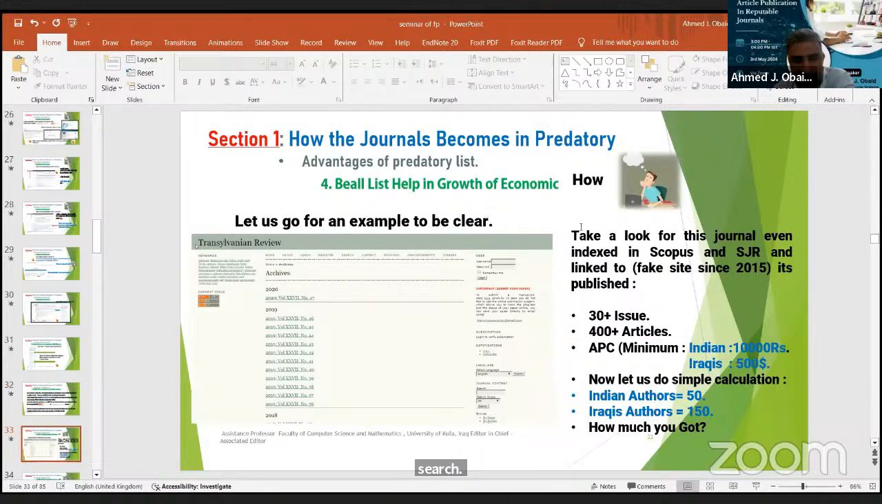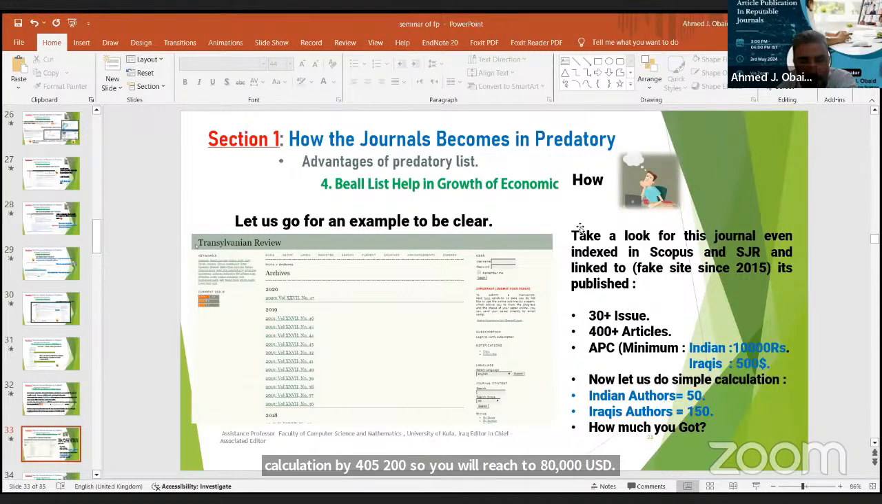Let us take another case study. For this journal, many papers were already published two or three years ago, and many articles from different countries are also published there. Suppose I have counted more than 400 articles already published in this journal. If we suppose this journal is charging 200 USD, you just make a simple calculation, 400 by 200, and you reach 80,000 USD. This is the minimum cost for the journal.